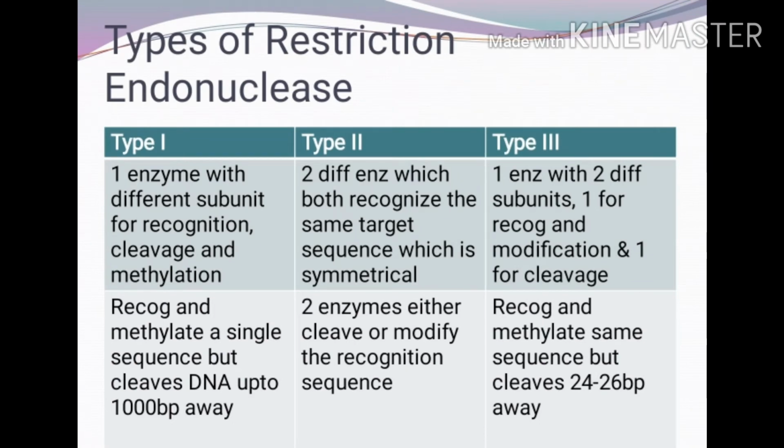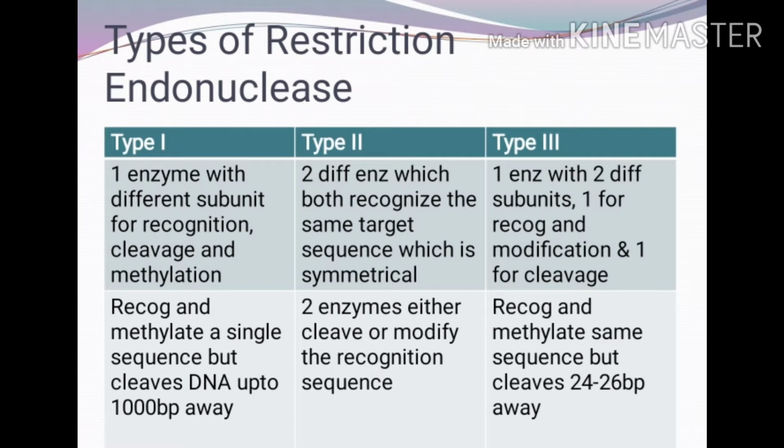Types of restriction endonuclease. Type 1 restriction endonuclease is a single enzyme with different subunits for recognition, cleavage and methylation. It recognizes and methylates a single sequence but cleaves DNA up to 1000 base pairs away. Type 3 restriction enzyme is a single enzyme with two different subunits, one for recognition and modification and one for cleavage. It recognizes and methylates the same sequence but cleaves 24 to 26 base pairs away.